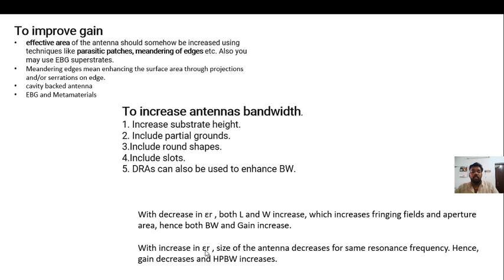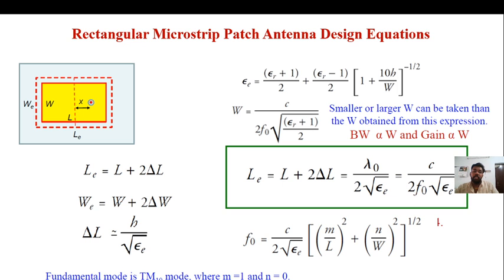In case of increasing the relative permittivity, that is the dielectric material we are going to use, it will decrease the size of the antenna for the same frequency, and hence the gain decreases, but the half power beam width increases. So these are some of the findings.